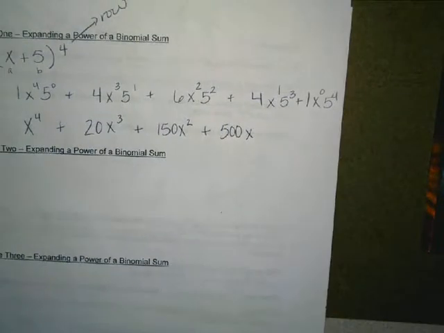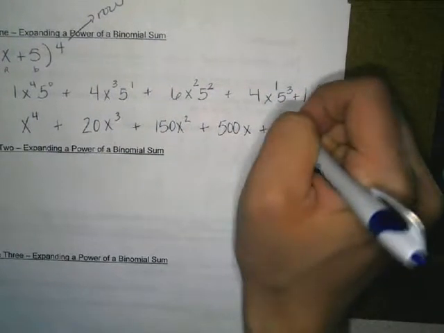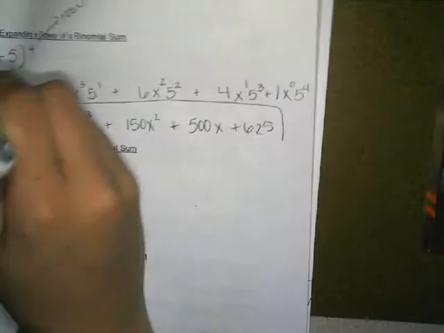And then the last one, I have x to the 0, which is just 1, and then 5 to the 4th. It'd be 5 times 5 times 5 times 5. So it'd be 125 times 5. So 125 times 5 is 625. Okay. And then that would be the simplified version.